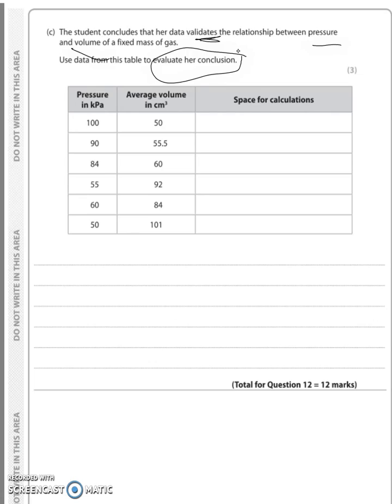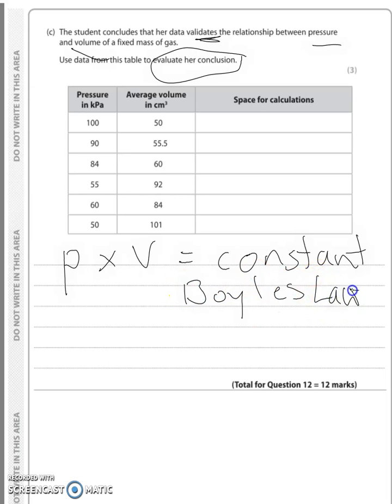Now, the relationship between pressure and volume should be, and you need to remember this, that pressure times volume is a constant. That's knowledge that you're expected to know. And that's Boyle's law. That's not necessary for the answer, but just good to know. And once you've remembered that, then it's time to see if those values match what we're saying, that it's always going to be a constant.